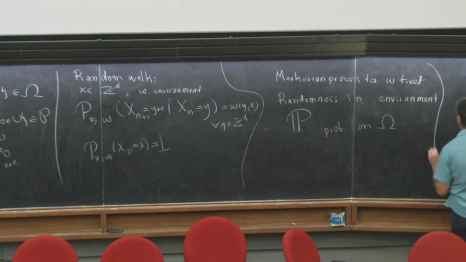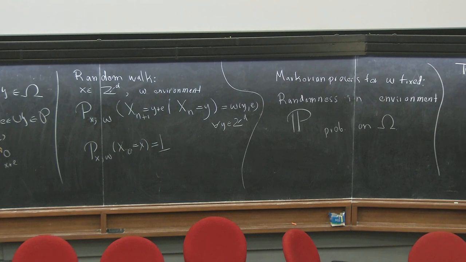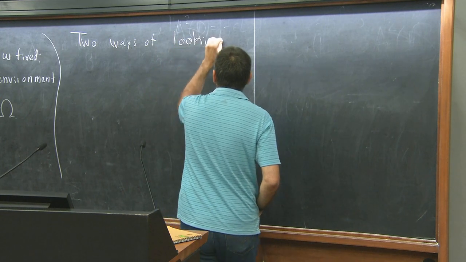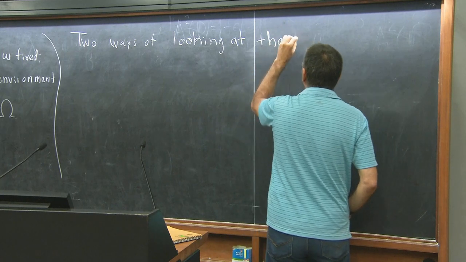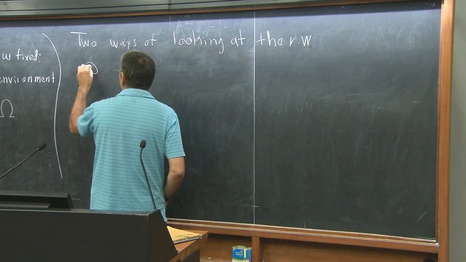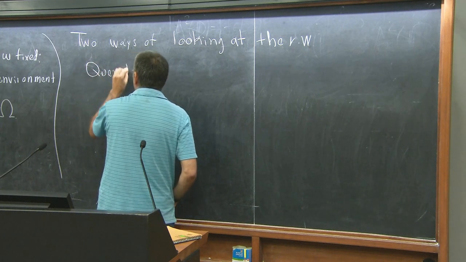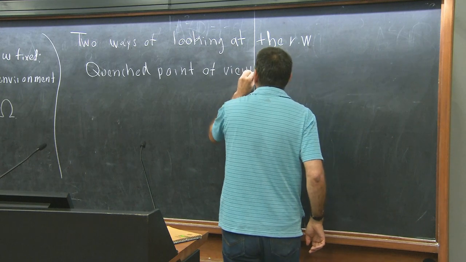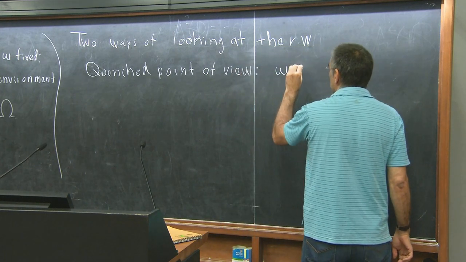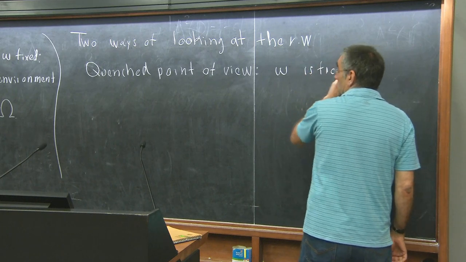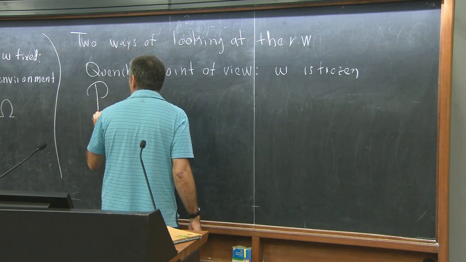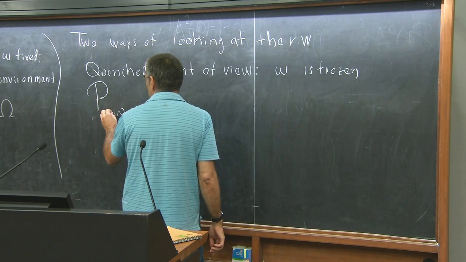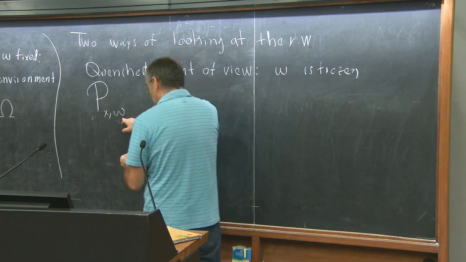So there are usually two ways of looking at the random walk. The first one is what's usually called the quenched point of view, which means that the environment is frozen. So the law of this random walk, I already introduced it, is going to be called P with a subscript x standing for the starting point and omega for the environment.